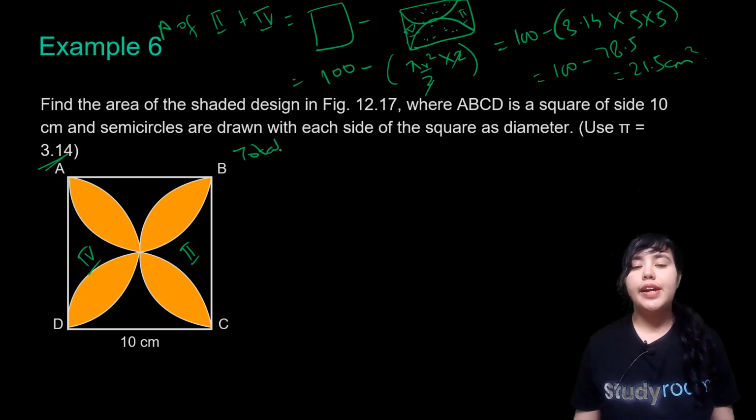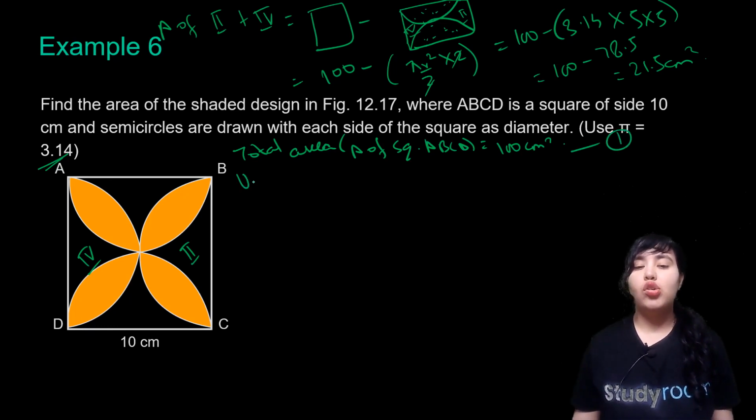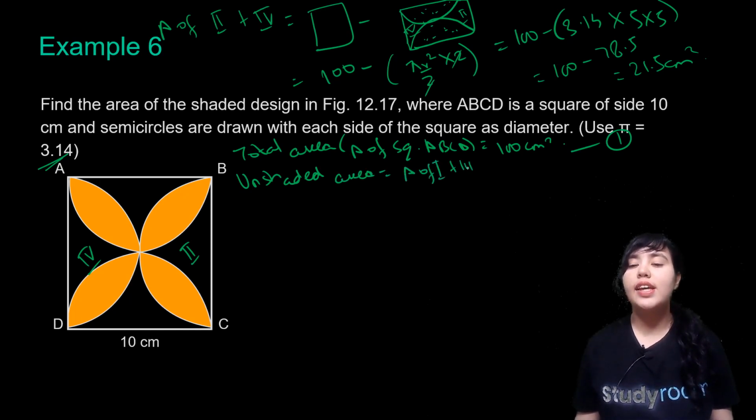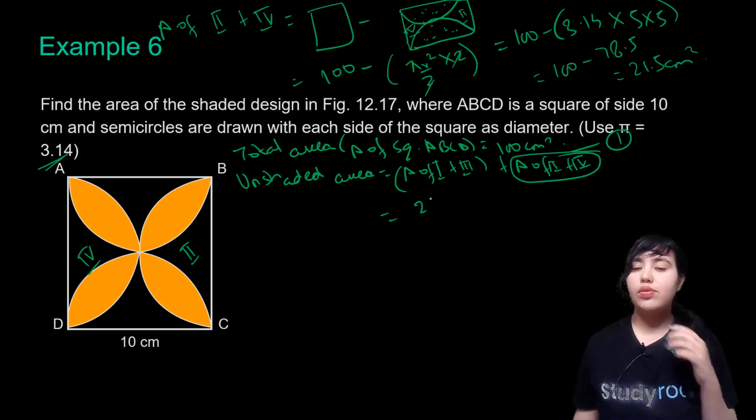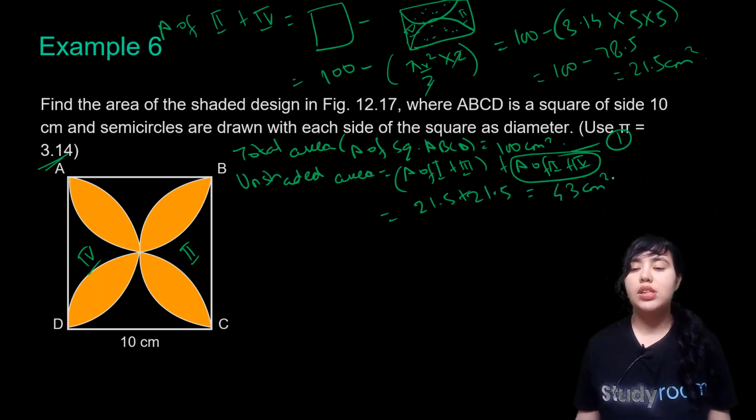So your total area was the area of square ABCD, that turned out to be 10 square, that is 100 centimeters square. Then your total unshaded area will be equal to area of 1 and 3 because you calculated them together, plus area of 2 and 4 because you calculated them together. So what was the area of 1 and 3? That was 21.5, and here also it turns out to be 21.5. So if I add them, I get 43 centimeters square.